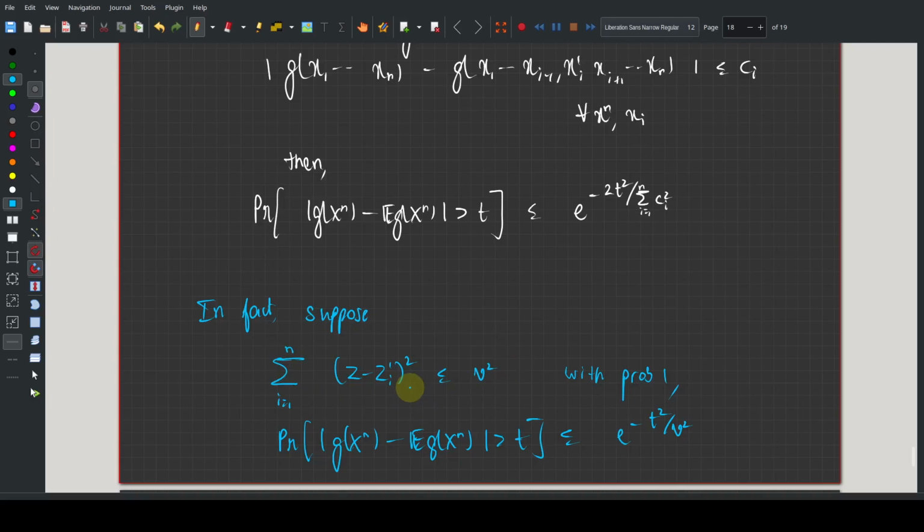Okay. Both are the same? Which? Yeah, sum of ci squared is equal to v squared. Sum of ci squared equal to v squared. Both should be the same. Correct.